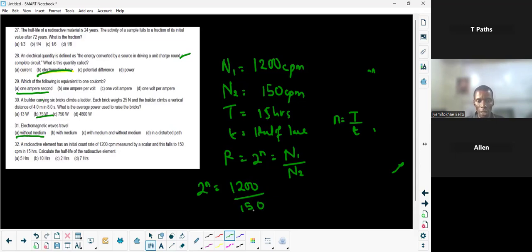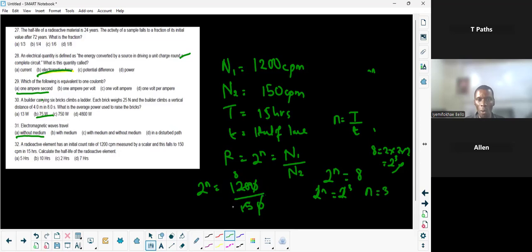So what do we do here? 0 cancels 0. 120 divided by 15: 15 in 120 is 8, 8 times 5 is 40, 8 times 1 is 8. So 2 to the power of n is equal to 8. Now this will lead us to indices. Anywhere we see 8, it is 2 times 2 times 2, which is 2 raised to the power of 3. So 2 cancels 2, and your n is 3.